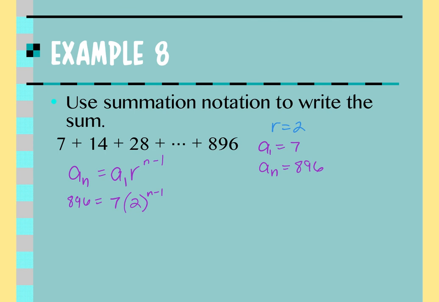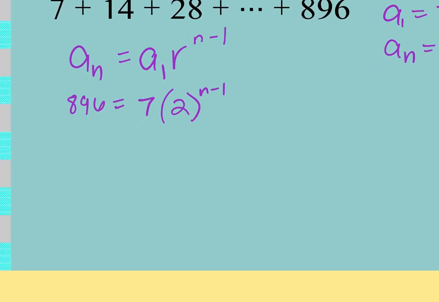can I solve for n? How? I can't separate 2 to the n minus 1, right? So how do I get that by itself? Divide both sides by 7. That's 128.